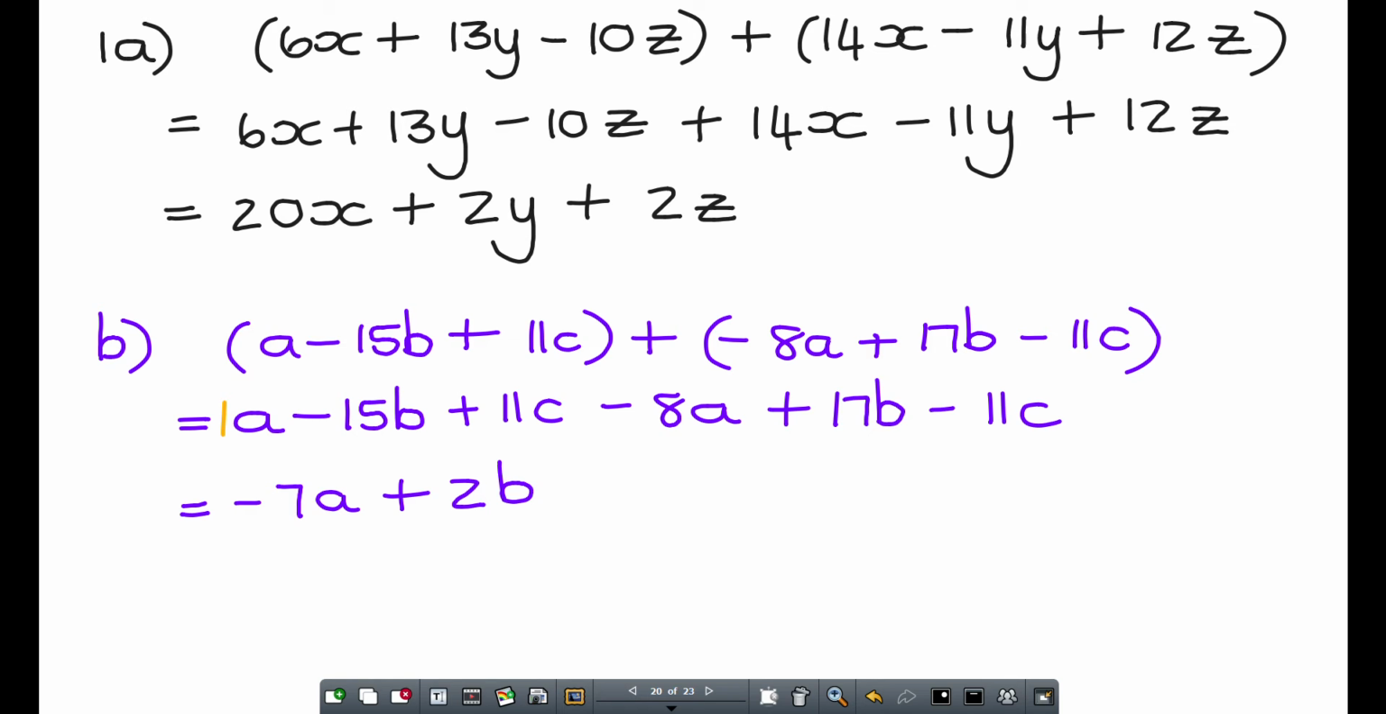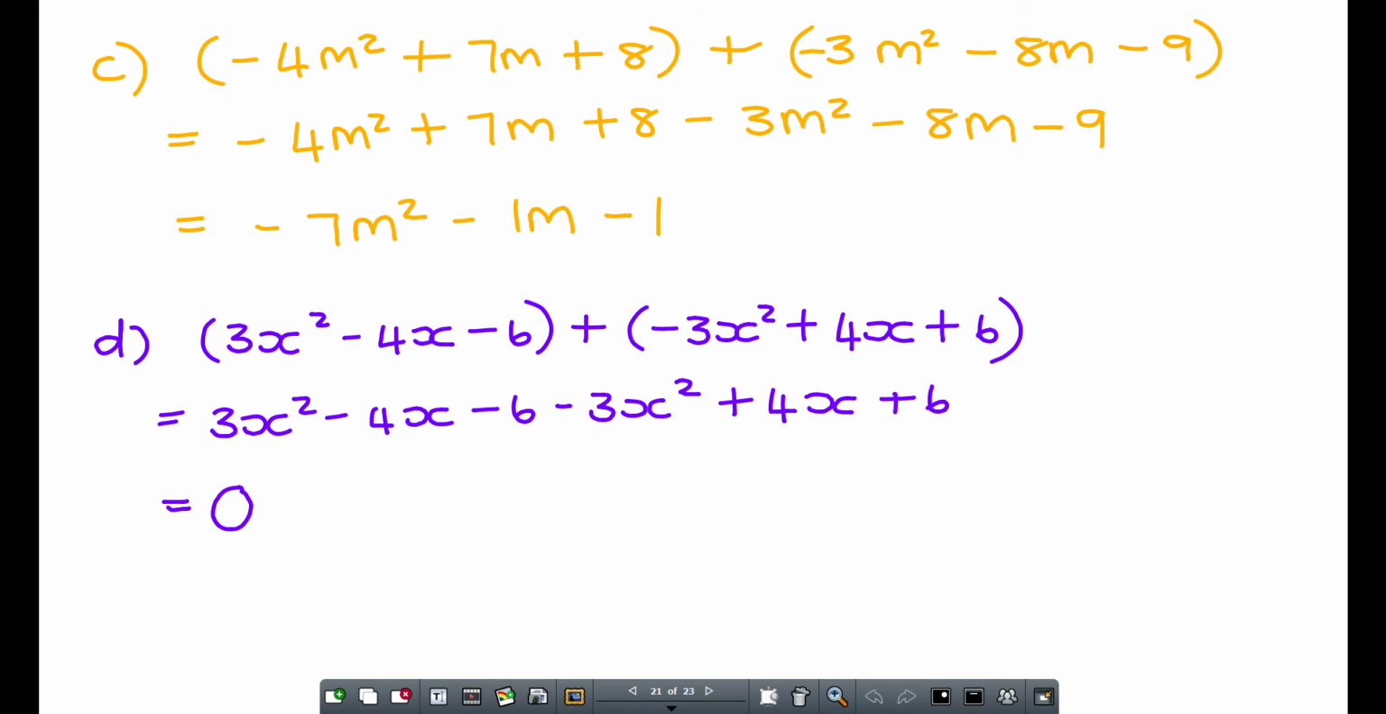Okay, so I can skip down. Right, there is C and D. Again, same thing. We're multiplying in a positive, so none of those numbers are going to change. It basically looks exactly like what was given, just without the brackets. And then we look for like terms.